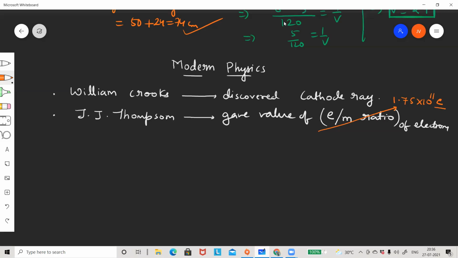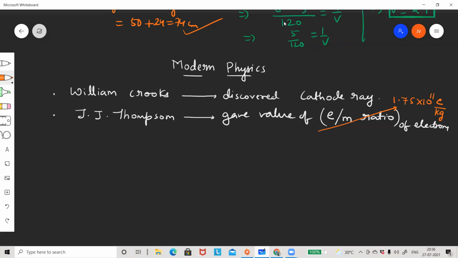So charge to mass ratio. It will not be difficult, the way you remember acceleration due to gravity or the gravitational constant. That also comes like this, only 10 to the power minus 11 there. So the charge to mass ratio of the electron is this number. Charge to mass ratio of a proton is 4 into 10 to the power 7 coulomb per kilogram.